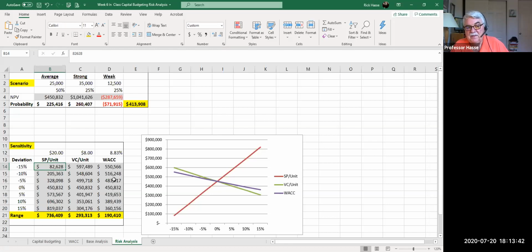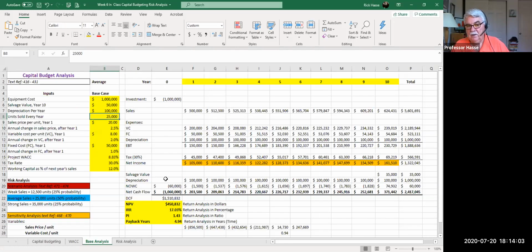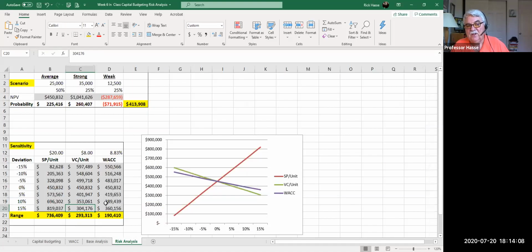Or if my cost of money changes during the course of the life of this investment, I can still make a pretty substantial profit. And even if my variable costs increase, I'm still making a pretty good profit. This is not only a risk analysis at the time of year 0 of the project analysis, but it also gives you an idea that if numbers do change in the future, how will that affect the bottom line, net present value?